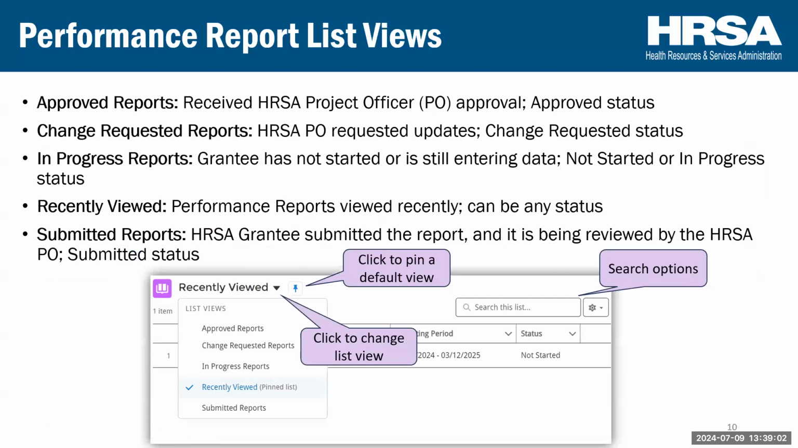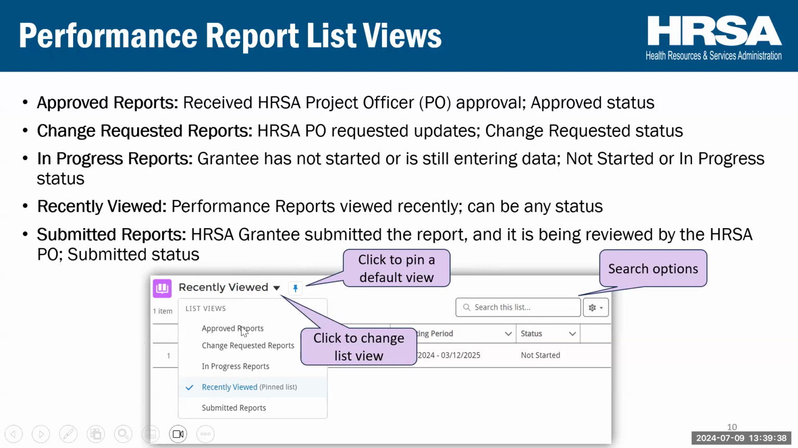On the performance reports page, you can also select different list views to find the report that you're looking for in different statuses. The page automatically defaults to recently viewed, but if you click the down arrow next to recently viewed, you can select a different list view. You can also change the default list view by clicking the pin once you've selected the list view that you would prefer. You can search for a specific performance report by using the search box on the right-hand side by entering either a tracking ID or a status.